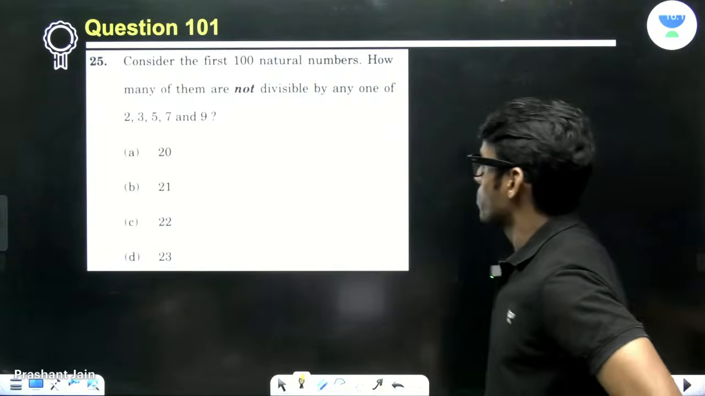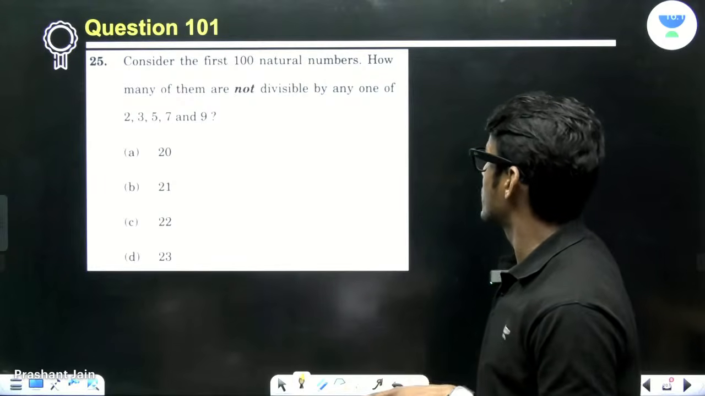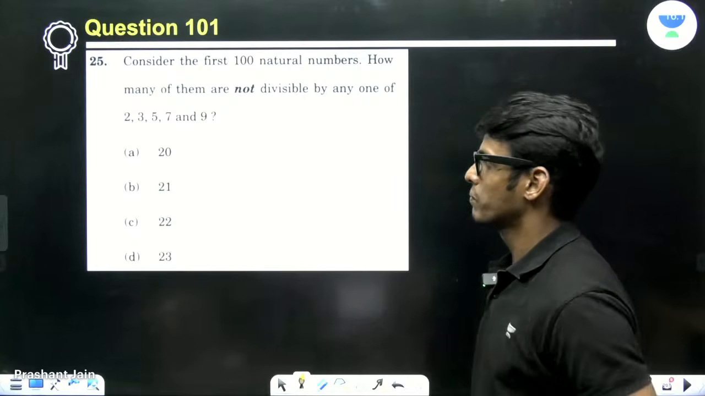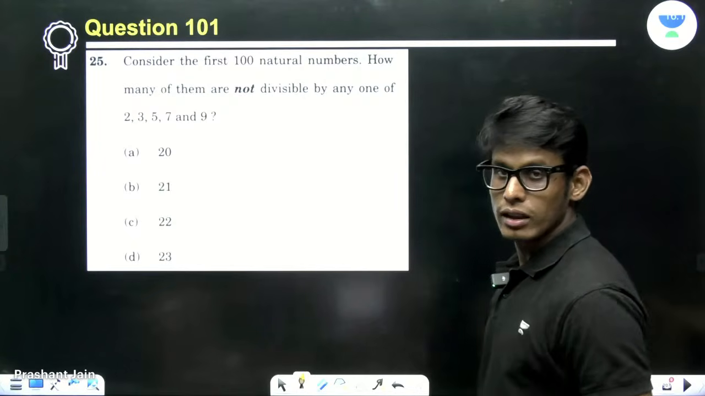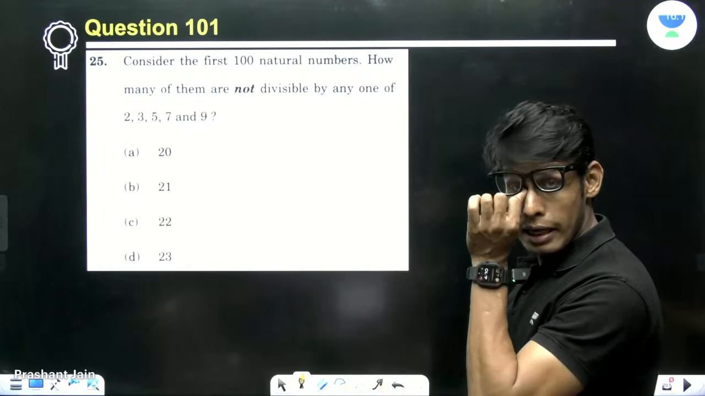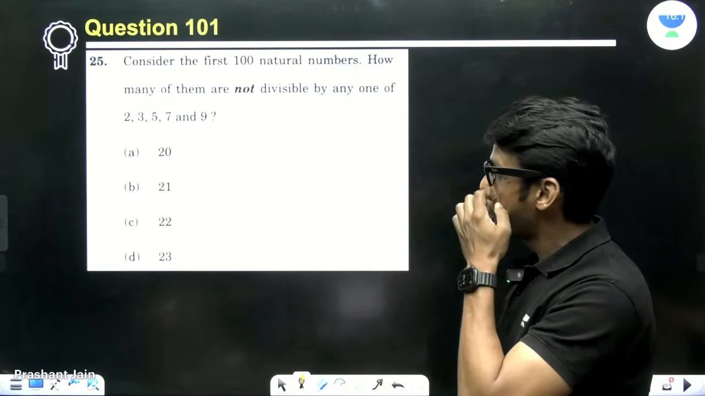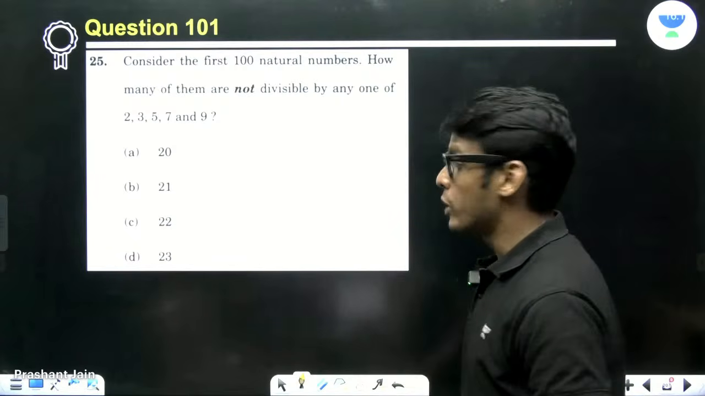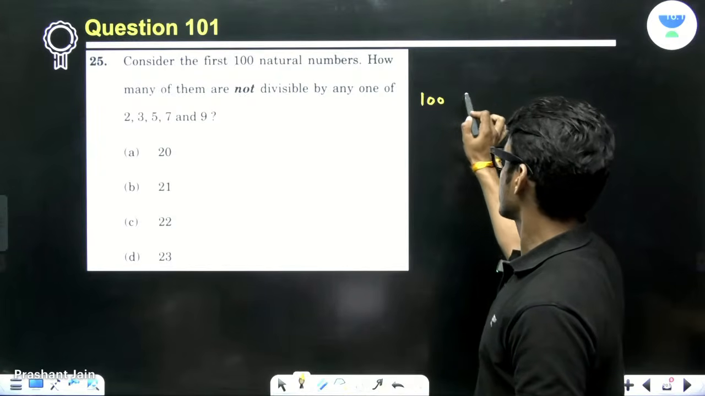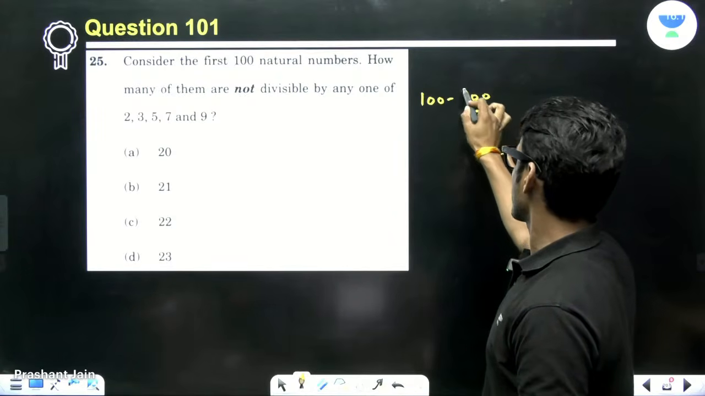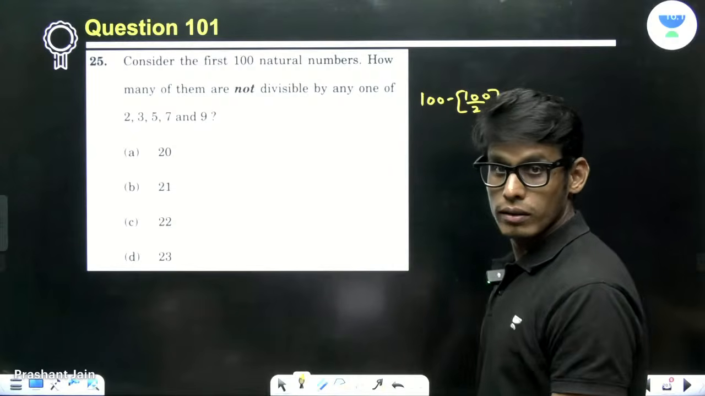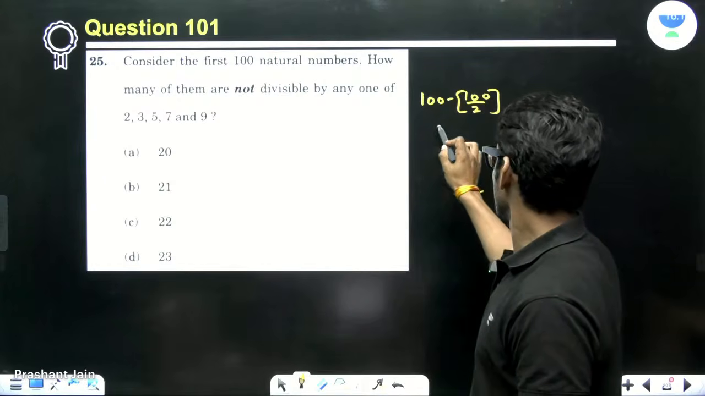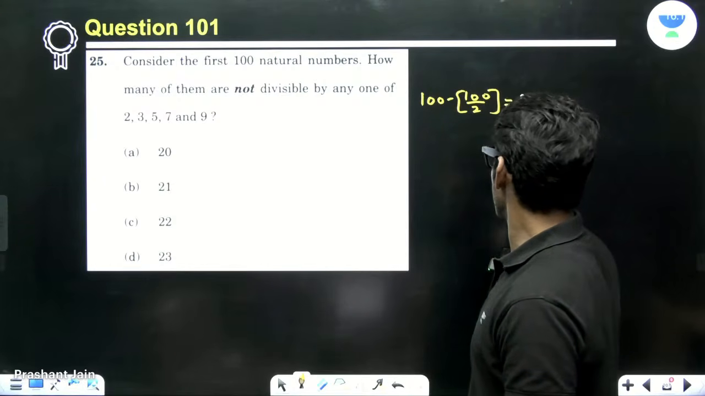Consider the first 100 natural numbers. How many of them are not divisible by any of 2, 3, 5, 7 and 9? So basically, what is the way to do it? 100 minus, let's subtract all multiples of 3. I've done it. So this is 50.